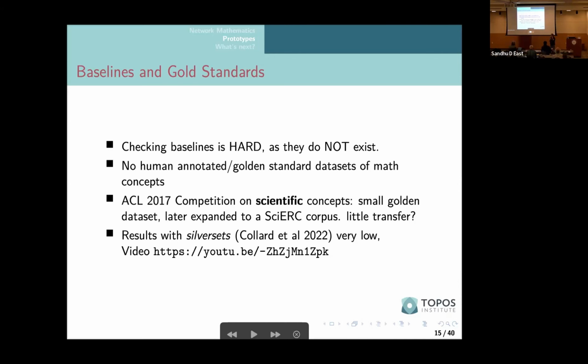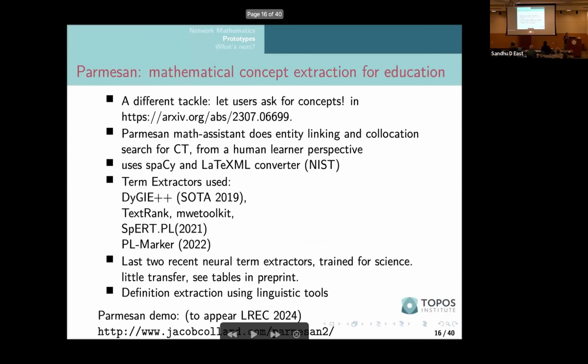But it's machine learning, so transfer is complicated. A lot of it doesn't go through. So we started doing things with silver sets, and this didn't go very well. We had a change of heart and decided on a different tack. Instead of trying to discover all the concepts in the corpora, we decided it would be a good thing to let the human do that difficult part.